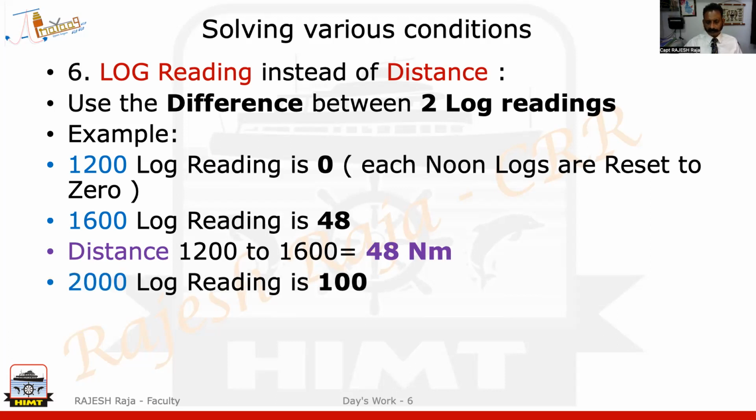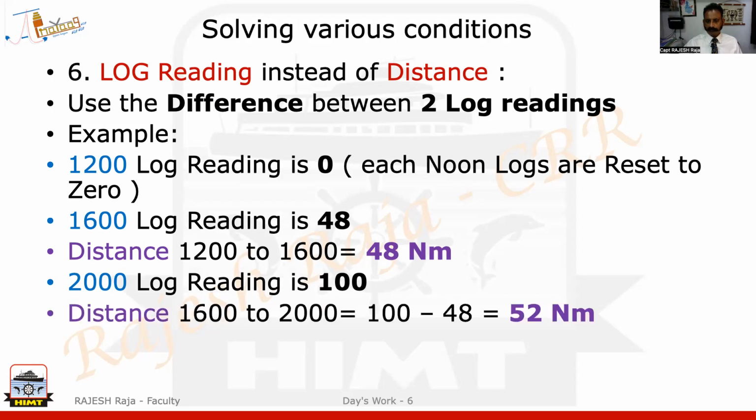At 2000, the log reading was 100. So what I'm going to do is, for the distance from 1600 to 2000, it is 100 minus 48. 48 was the log reading at 1600, not the distance, it is a log reading. So 100 minus 48 is 52 minutes.